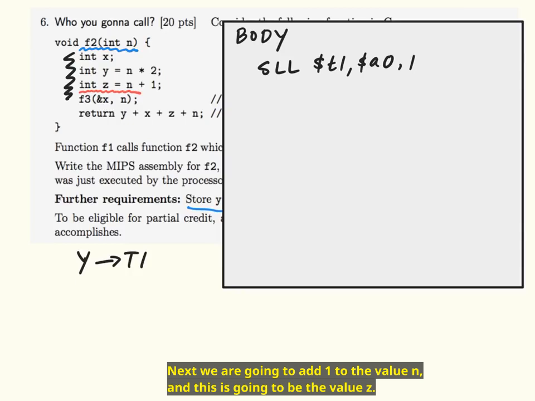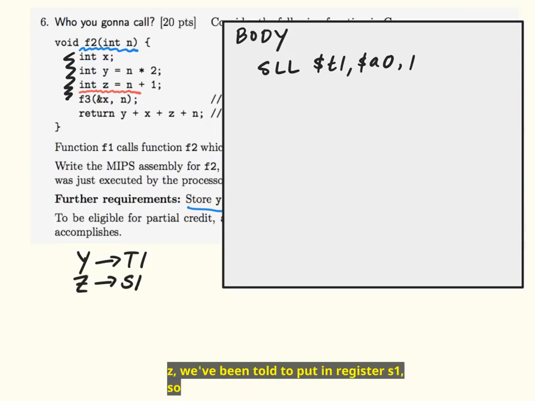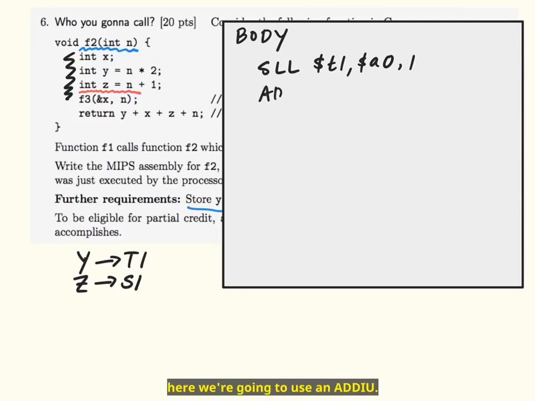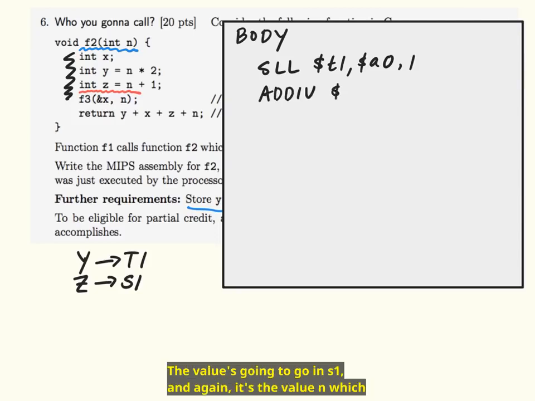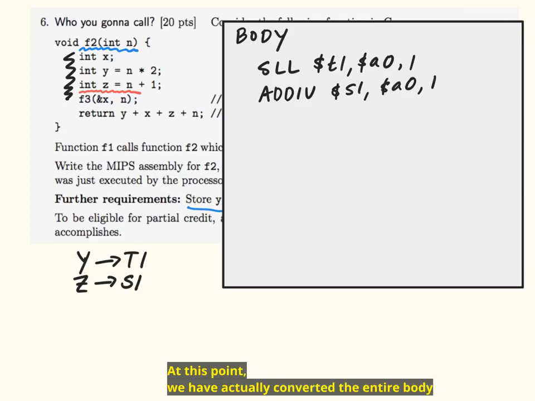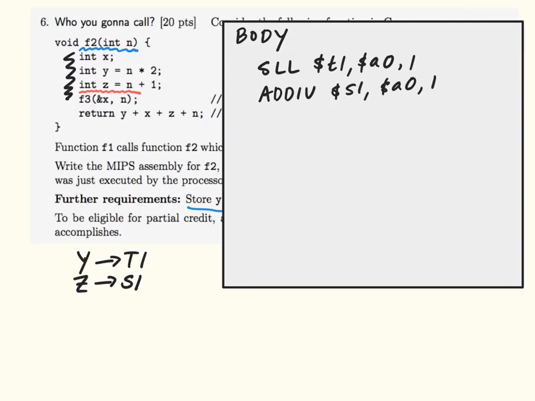Next, we are going to add 1 to the value n, and this is going to be the value z. Z we've been told to put in register S1. So here we're going to use an addiu. The value is going to go in S1, and again, it's the value n, which is still stored in register A0, and we're going to add 1 to it. At this point, we have actually converted the entire body up to the function call f3.